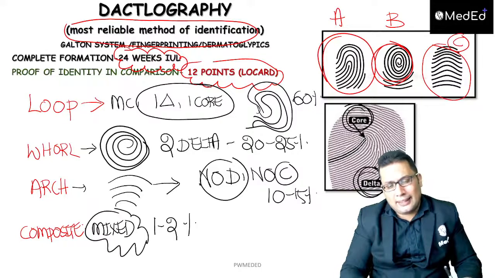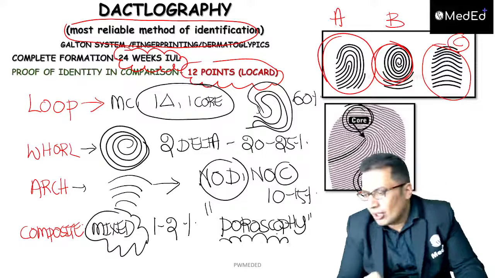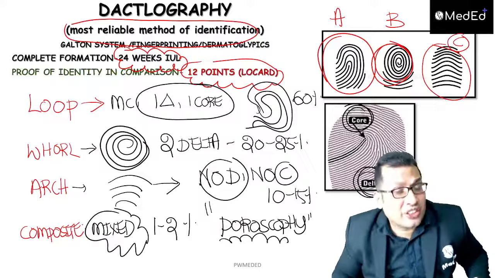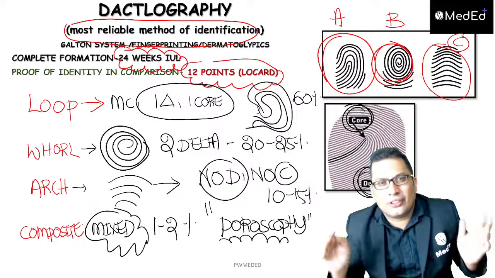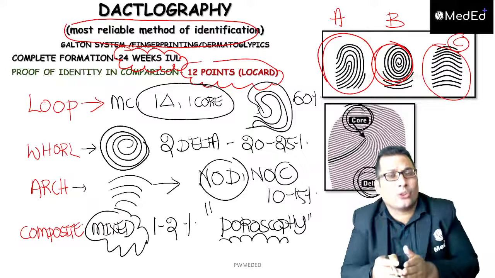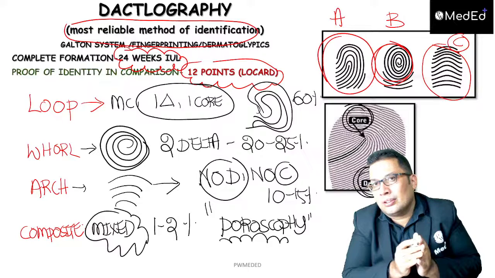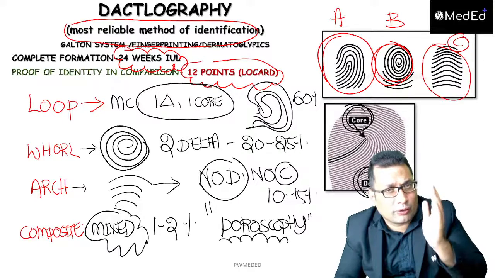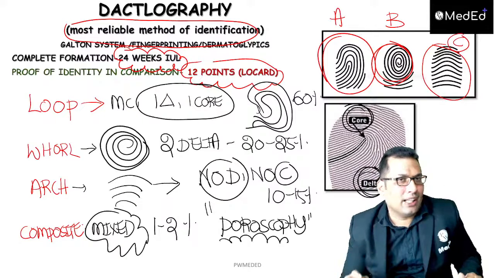One more MCQ that can be asked is about poroscopy. What is poroscopy? A question asked in your exam. Poroscopy means study of pores in the fingerprint. It was first explained by Locard. The size of the pores, shape of the pores, and distance between two pores are features of a particular fingerprint. That is used in crime investigation when partial fingerprints are available. This can be asked in your exam.